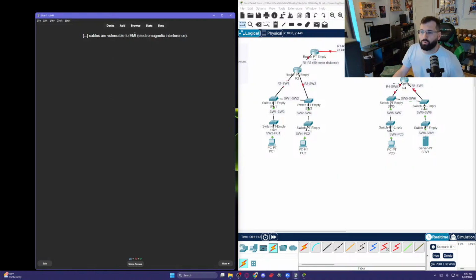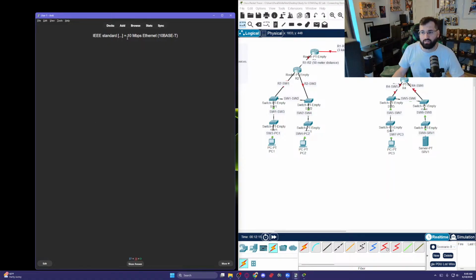Cables are vulnerable to EMI, electromagnetic interference. That would be Ethernet cables, which is UTP, unshielded. Okay, because they're unshielded. Next, what is the speed of an Ethernet connection? 10 megabits. Because remember, we saw that chart where it was Ethernet, Fast Ethernet, things like that. Okay. 10 megabits. Yep.